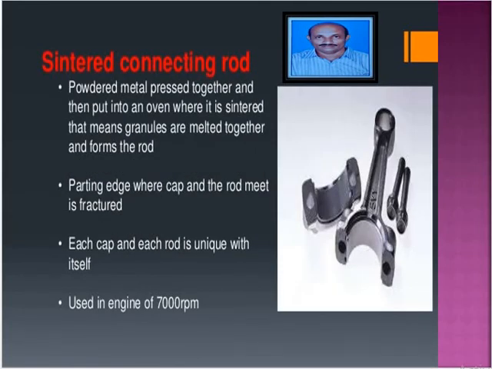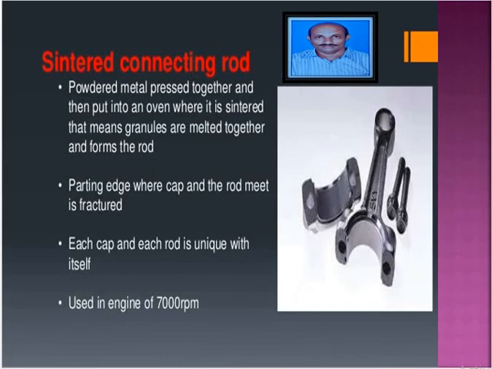Then the sintered connecting rod, which we can use up to 7000 RPM, and each cap and each rod is unique to itself. The parting edge, where the cap and the rod meet, is fractured. Powdered metal can also be used together and then put into an oven, where the sintered metal organizes together and forms the rod.